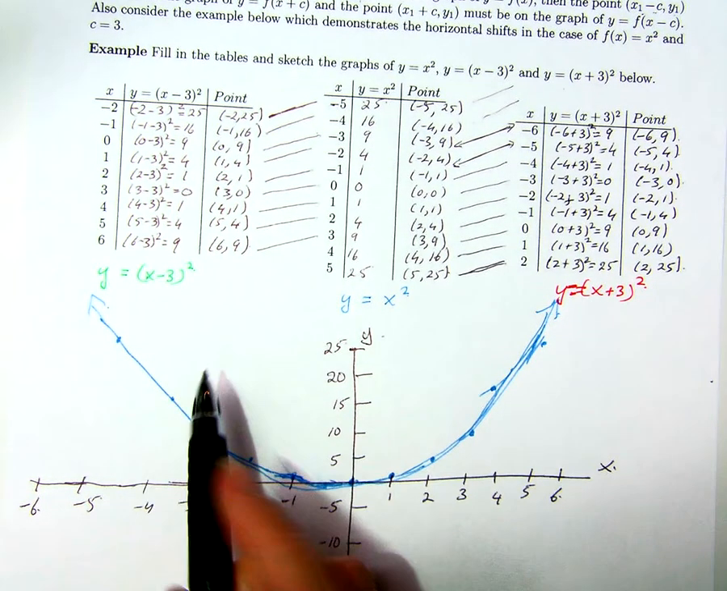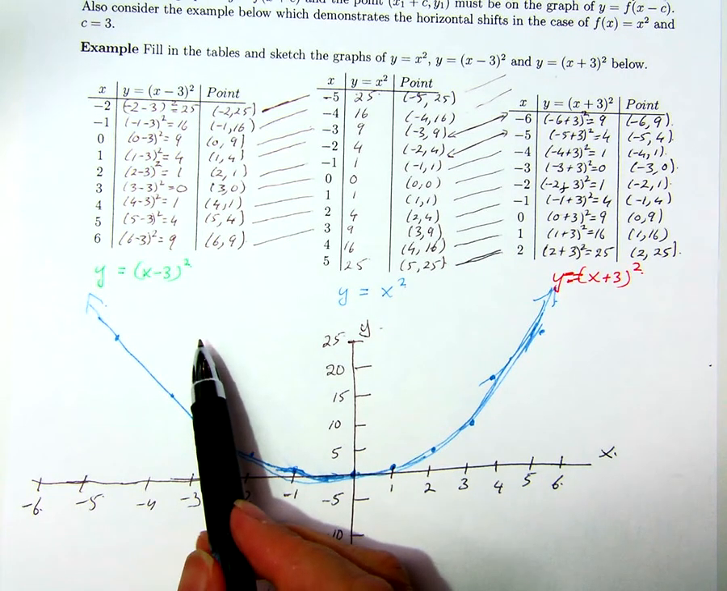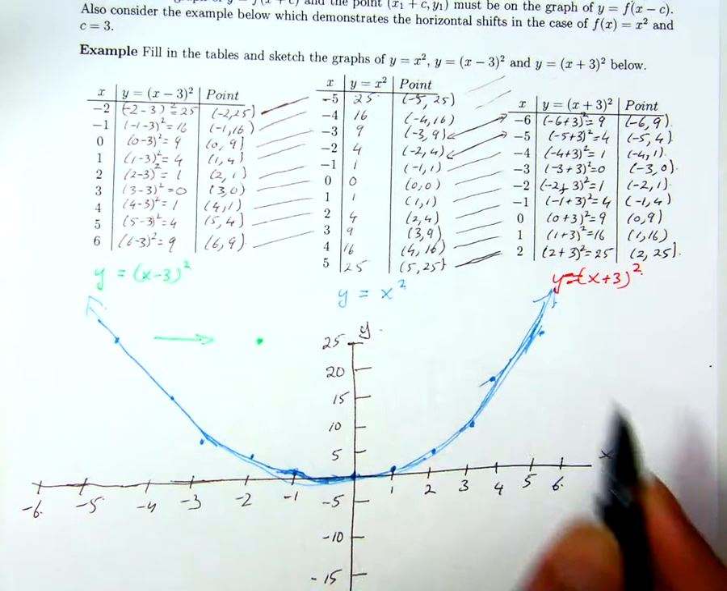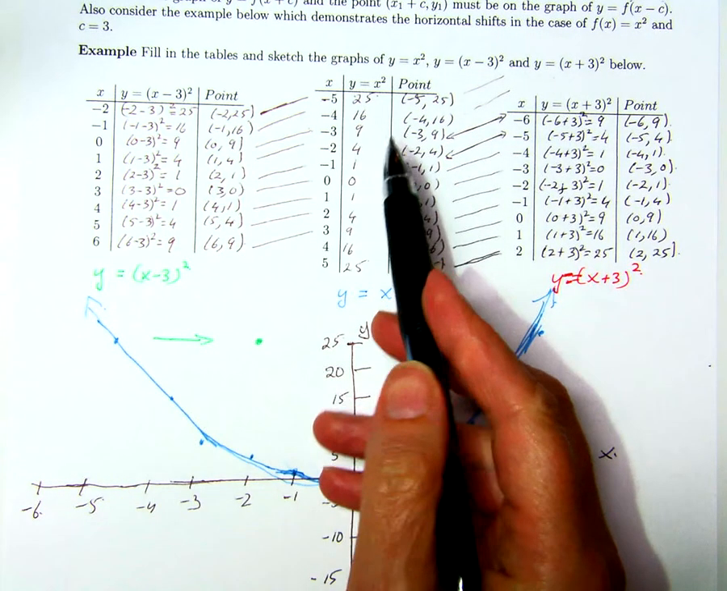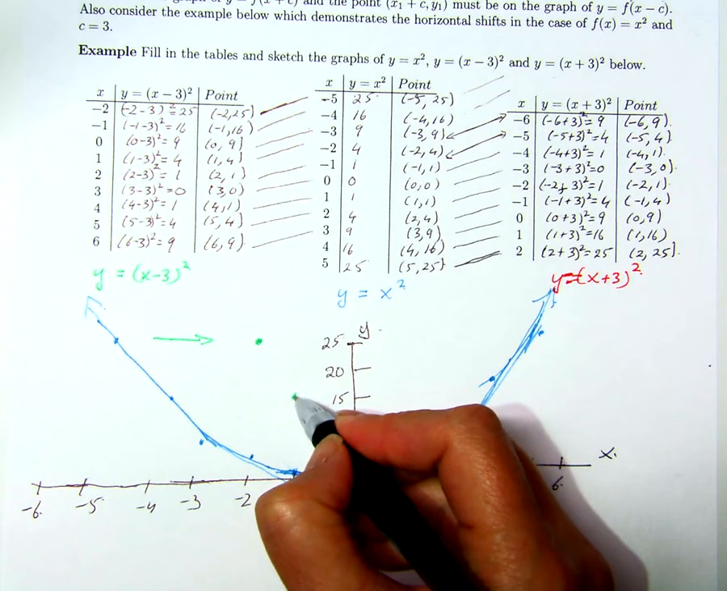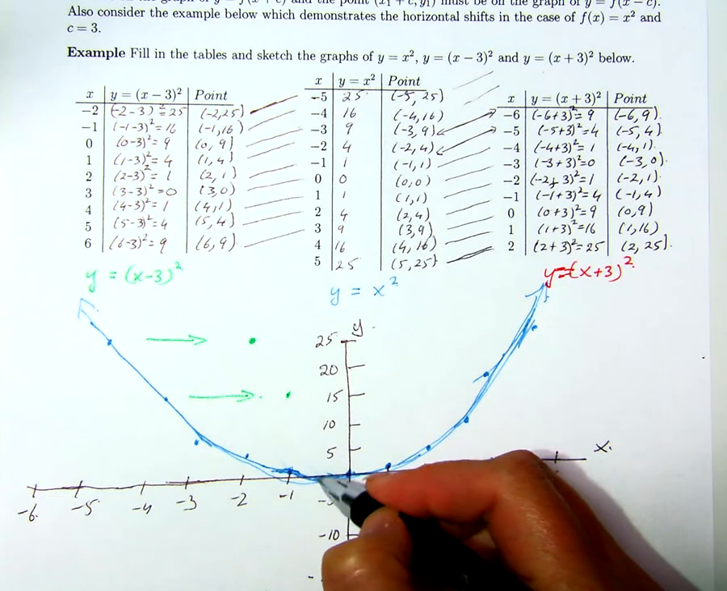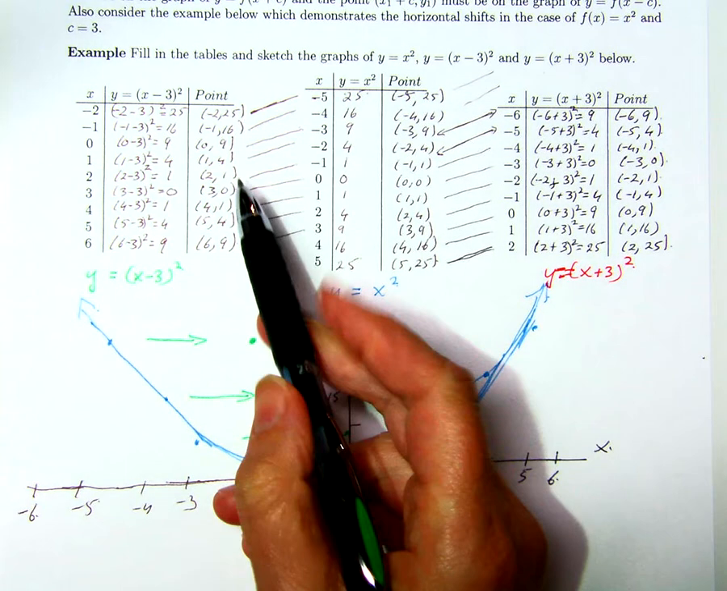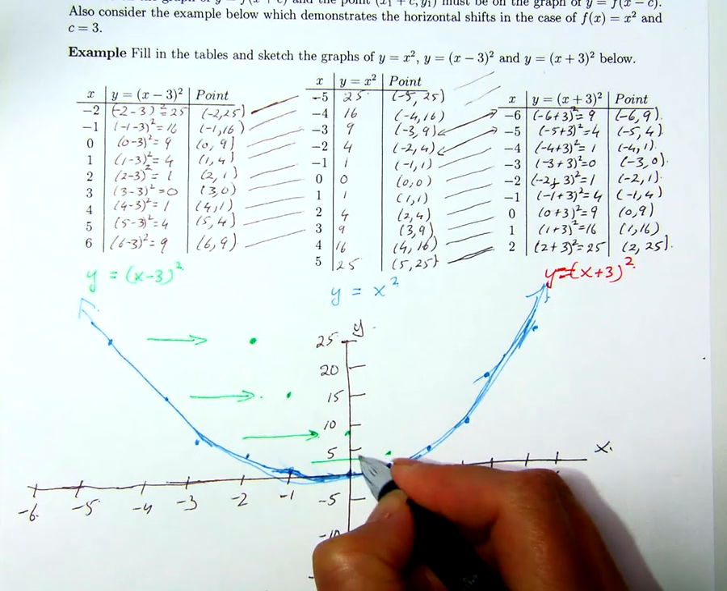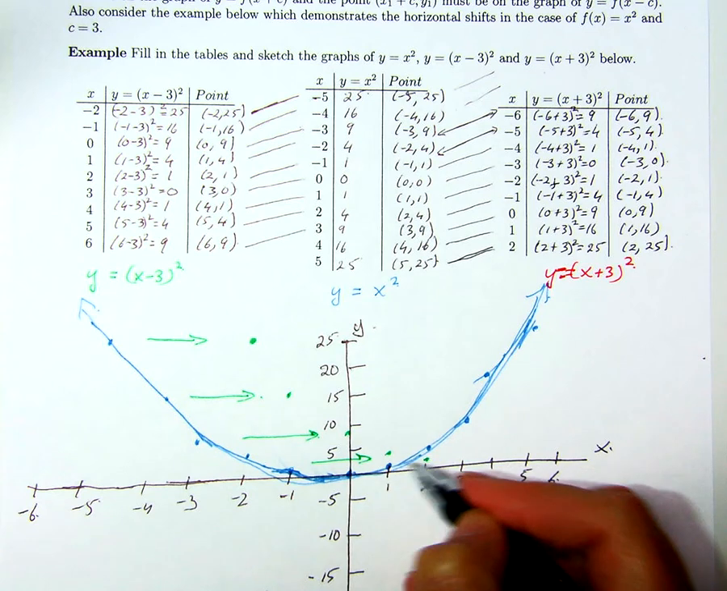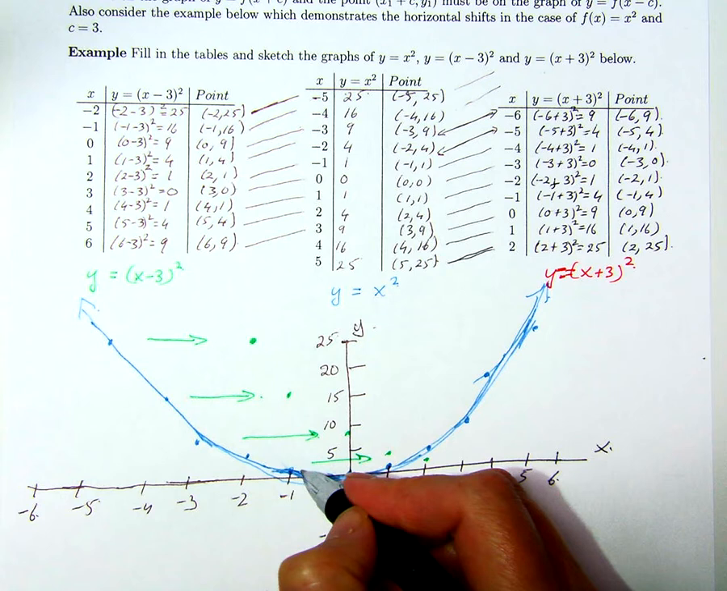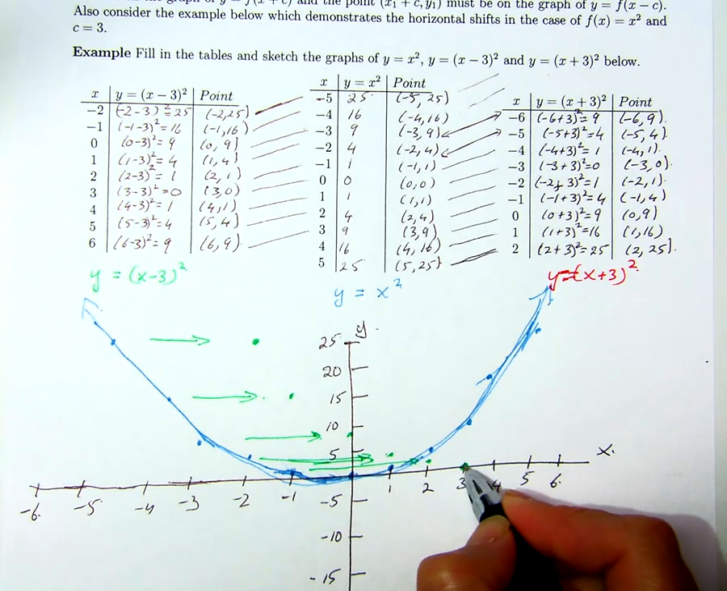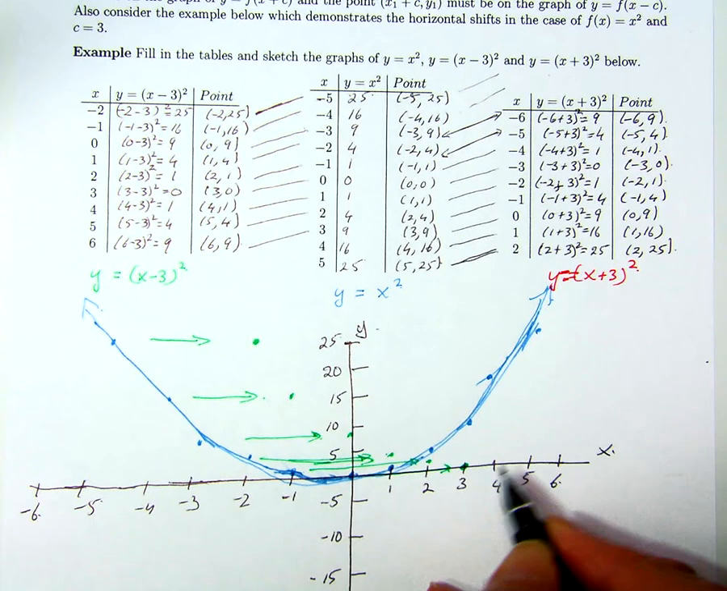Okay, let's sketch what we've got for y equals x minus 3 squared. We have the point (-2, 25). This is way up here, and that's exactly 3 units to the right of the point (-5, 25) on the graph. (-1, 16) is going to be exactly 3 units to the right of this point. (0, 9) is going to be 3 units to the right of this one. (1, 4) should be 3 units to the right of this one. (2, 1) should be 3 units to the right of that one. And (3, 0) should be 3 units to the right of (0, 0).